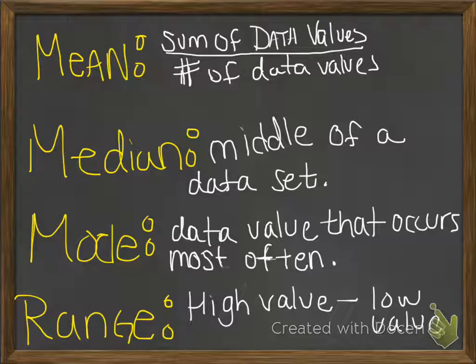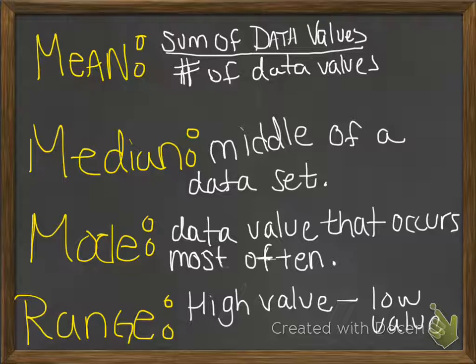So when your teachers average your test scores, this is actually the method they use. They add up all your test scores and then divide by the number of test scores there are. In other words, they take the sum of all the data values and divide it by the number of data values there are.